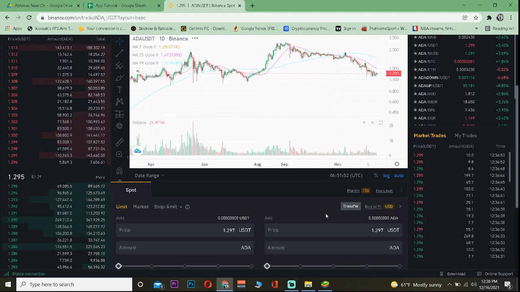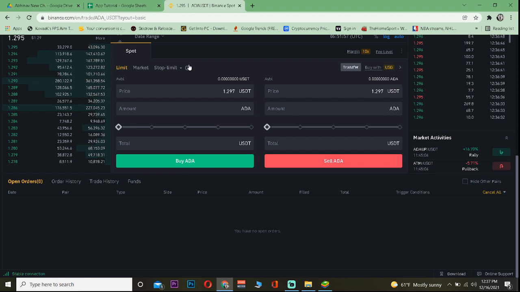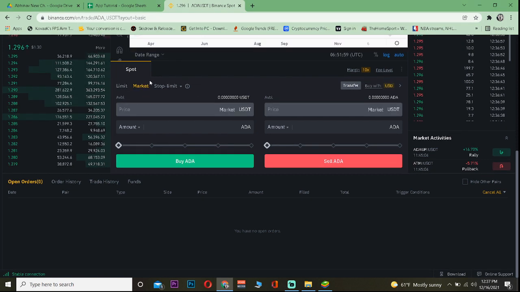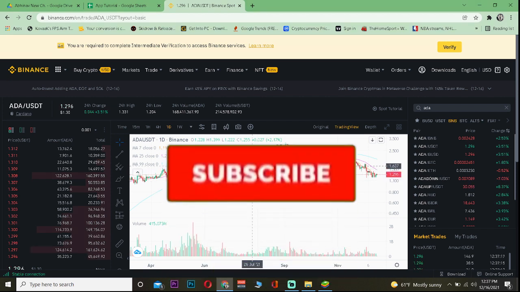Once I do that, scroll a bit down and choose which method you want to use to buy crypto. I like to go with market, and market means you are going to buy Cardano at its actual market price. After entering the amount of Cardano you want to buy, click on Buy ADA and your Cardano will be bought. So that's how you can buy crypto in Binance. Just make sure that instead of ADA, you input the crypto which you want to buy. The other steps are similar.